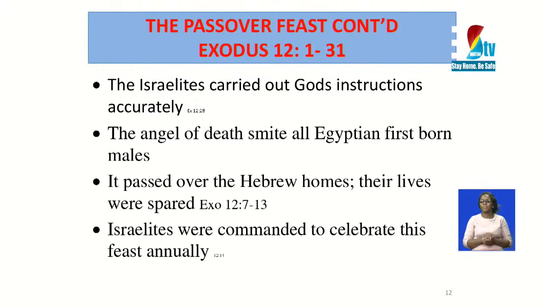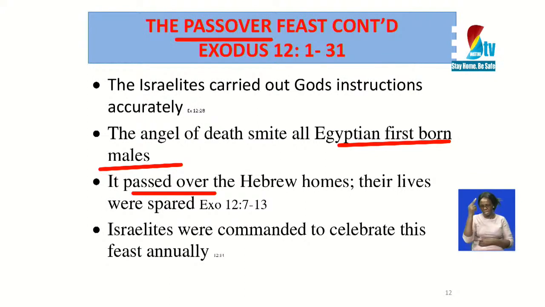So now let us continue. You find that the Israelites carried out God's instruction accurately. That is found in chapter 12 verse 28. So they did as God had instructed, and the angel of death came upon Egypt at midnight, and it smote all Egyptian firstborn males, my dear Lena. But of course, it passed over the homes of the Hebrews. So hence, I hope you understand why we say this is a Passover feast, because the angel of death, when it came at midnight, passed over the homes of the Hebrews. So their lives were spared.